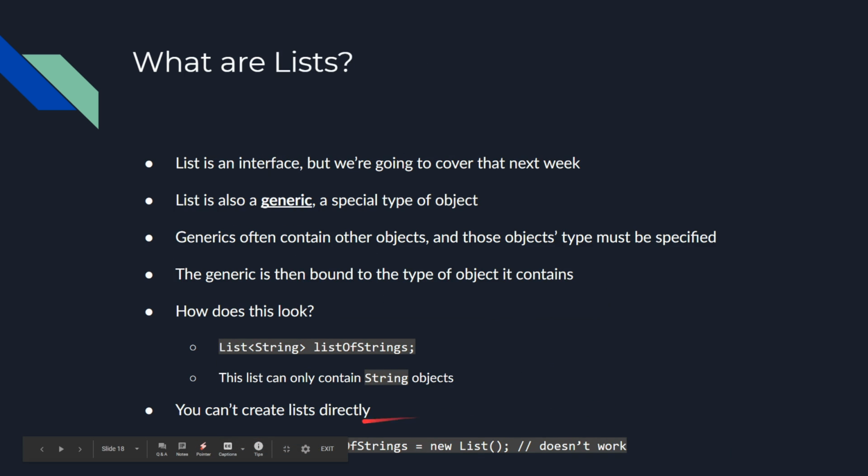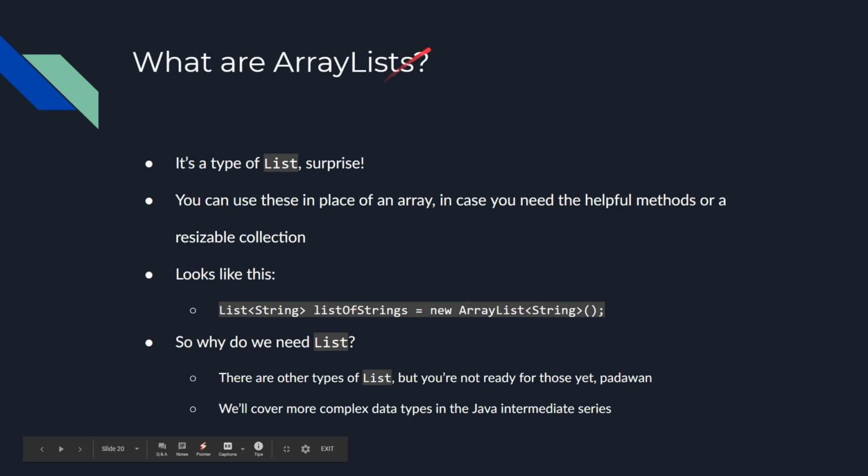So I mentioned that you can't create a list directly. So instead, we use something called an array list. It is a type of list. So list is the superclass, not actually, but we're going to call it that for now. And an array list is a subclass, a child class. Okay. So just like we did with car and sports car, we can make a list of strings as an array list. And again, you can use an array list like an array, just easier.